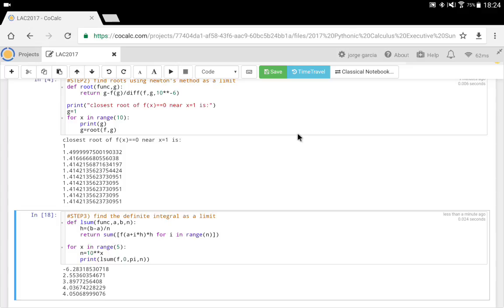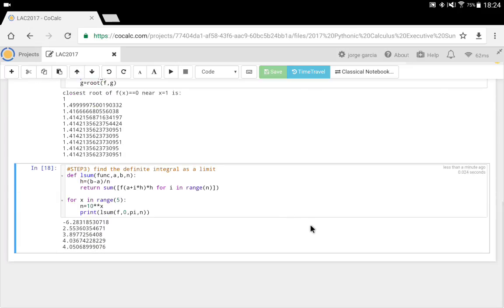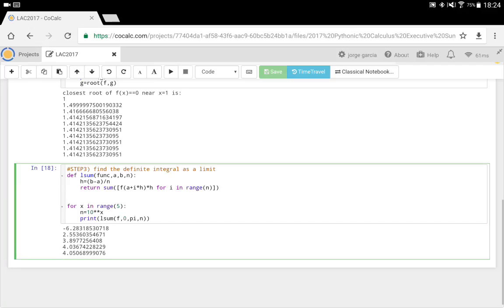Okay, very good. Alright, so that's good. There's your LSUM. Now what we want to do is make this better. So I'm going to say print, the quote, this is just a label or string, the definite integral of f of x from 0 to pi equals. There you go.